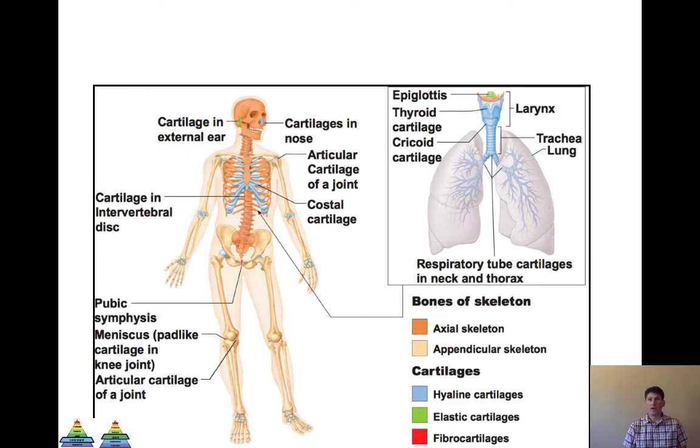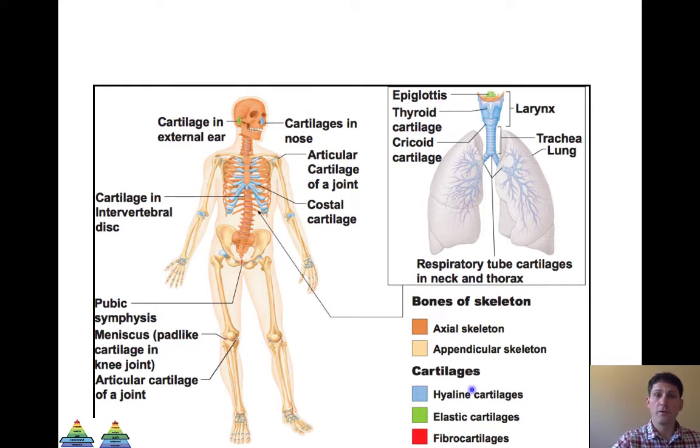Now, to point out our cartilages, we said that cartilage is involved in this system. So here are our bones of the skeleton. In the darker brown, we can see our axial skeleton. So our vertebrae, our sacrum, our ribs, our skull, right? And then our appendicular skeleton is coming off of that. So generally our arms and our legs.